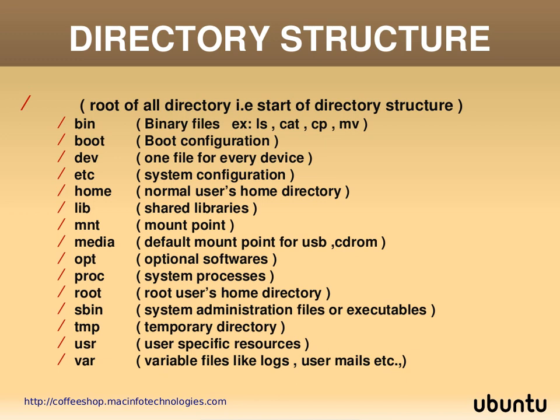We have the /root directory. This is the root user's home directory. The root user is the super user of a Linux system, so he will have his home folder, that is /root. /root is the home directory of the root user. And /sbin contains system administration files and executables. You can call them files or executables. The /sbin contains system administration files.